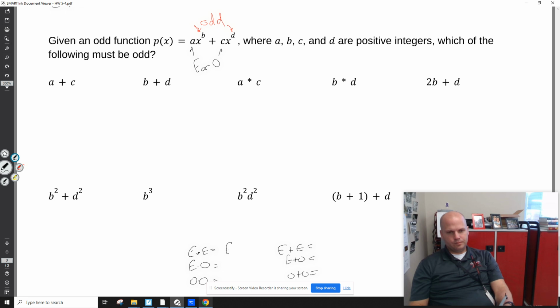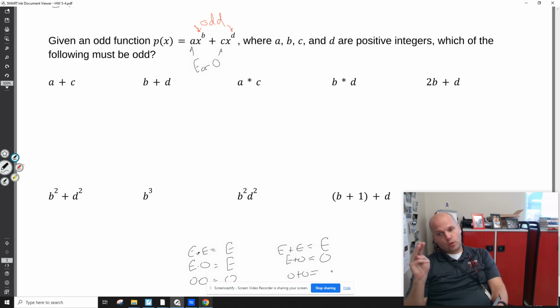4 times 2, 4 times 3, 3 times 5. 4 plus 2, 4 plus 1, 3 plus 5. Boom. Okay, that'll help us. Here we go. A plus C, even or odd. We're going to figure out which ones must be odd. Well, here's the only two situations to be odd.